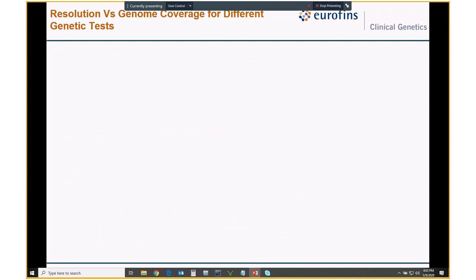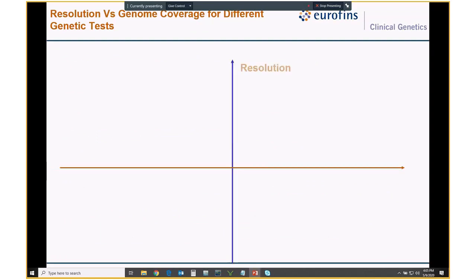So essentially, if you're looking at tests, you want to look at two things. You want to look at resolution and genome coverage. Ideally, your test should be here on the right upper quadrant, because this gives you good resolution while covering almost all the chromosomes, if not all of them.